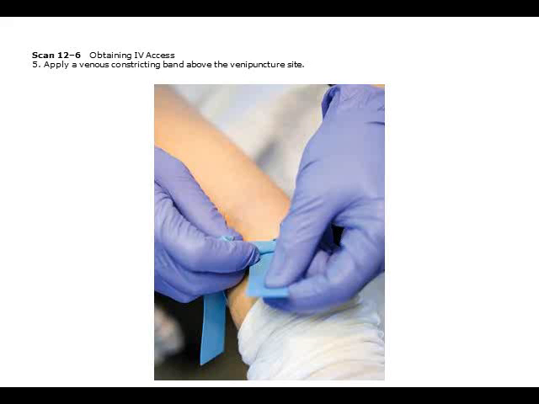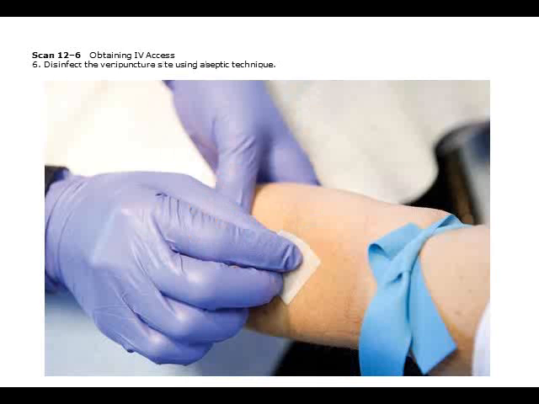Next, we will apply our venous constricting band above where we expect to do the venipuncture site. We're going to clean the site, remember starting in the middle where you expect to poke and moving outwards in a circular fashion, and that's using aseptic technique. So we don't go back across it because if we wipe back and forth, we're just moving germs around as opposed to if we were moving them outward.